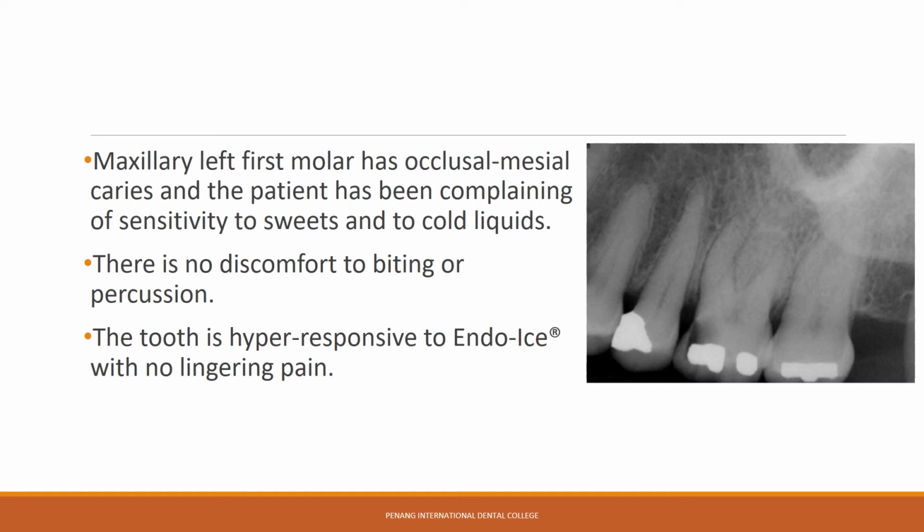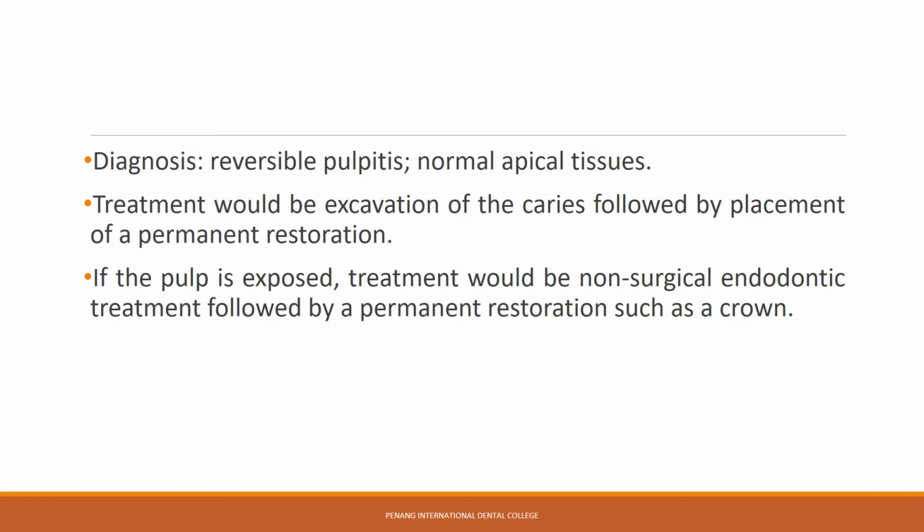Even in the radiograph there is no widening of the periodontal ligament space, and there is no destruction of the apical bone here. So the diagnosis here is reversible pulpitis and normal apical tissues. So what is the treatment? Treatment would be excavation of the caries followed by placement of permanent restoration.